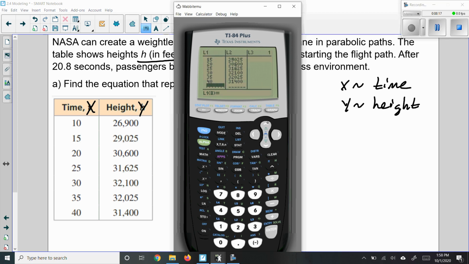Now you have to make sure that the x value corresponds to the correct y value. 10 corresponds to 26,900, and it does. Okay, now we need to calculate the regression equation. So I'm going to press Stat, go to Calc, and go down to Quad Reg. Now we put our x's in the first list and our y's in the second list. So we can just go down to calculate.